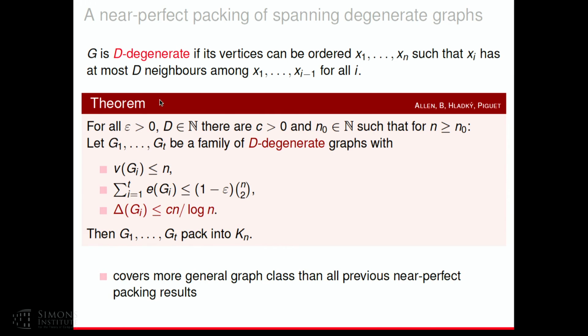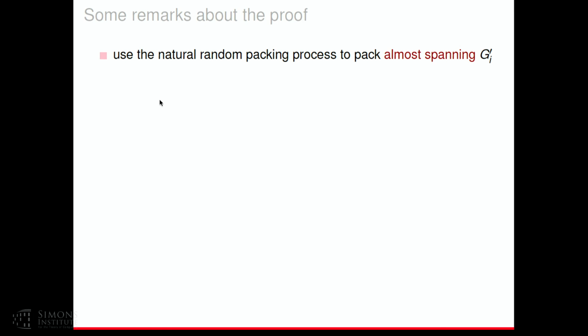So this now covers a really more general class of graphs than all the previous near-perfect packing results. And what we use in order to prove this is exactly this random process that I showed you on the last slide. So we use this natural random packing process to pack almost spanning graphs. And then we need to show that throughout this process we somehow preserve quasi-randomness.